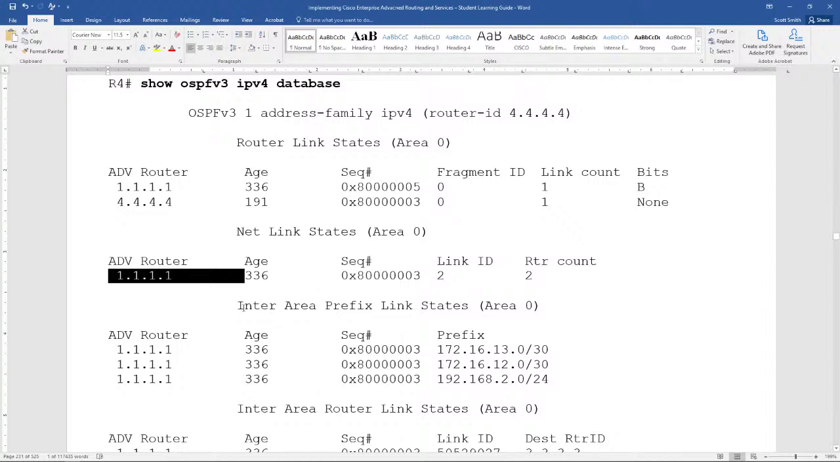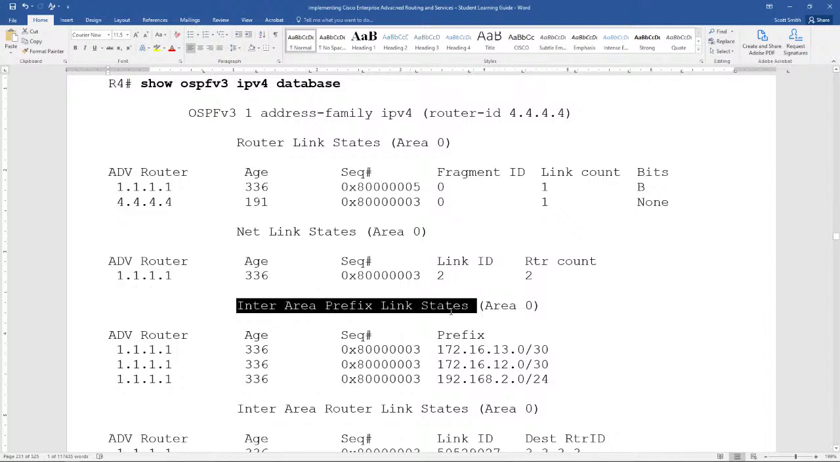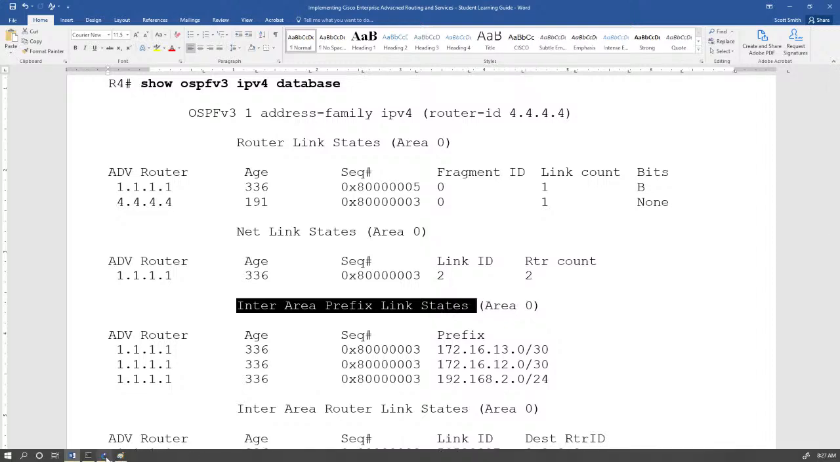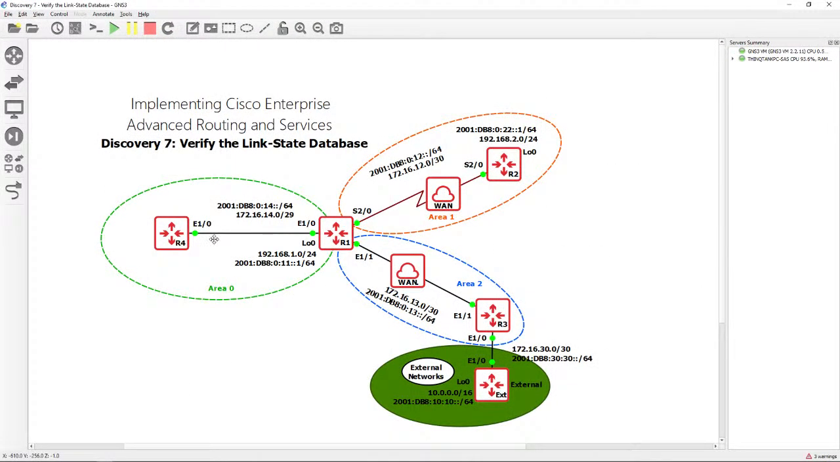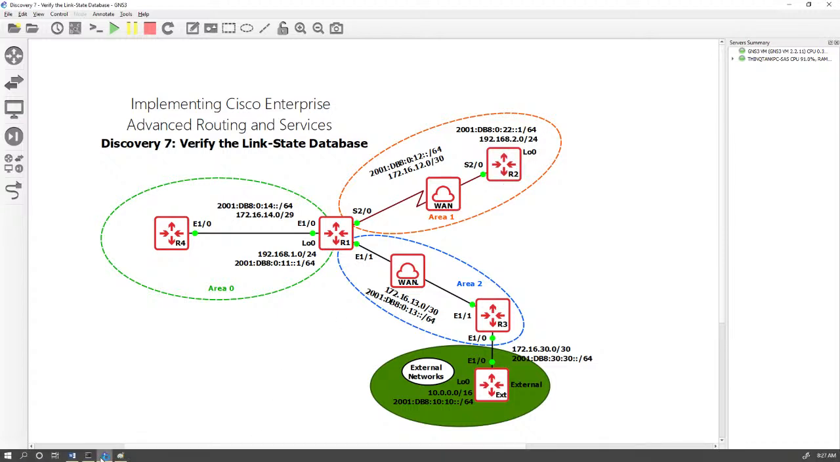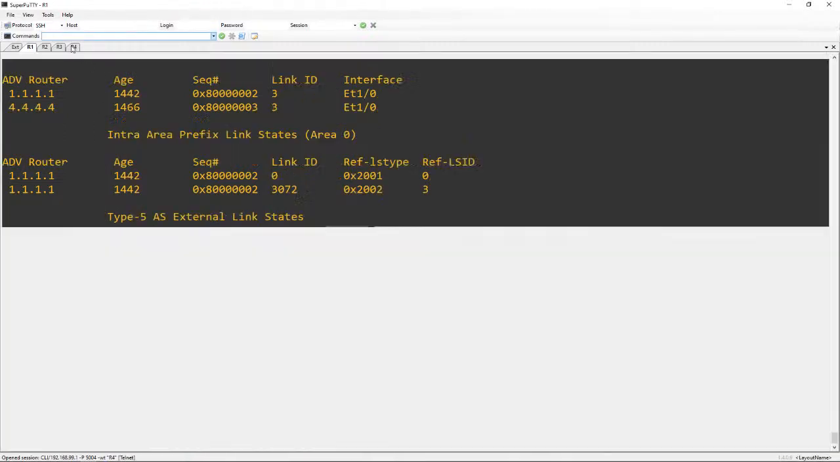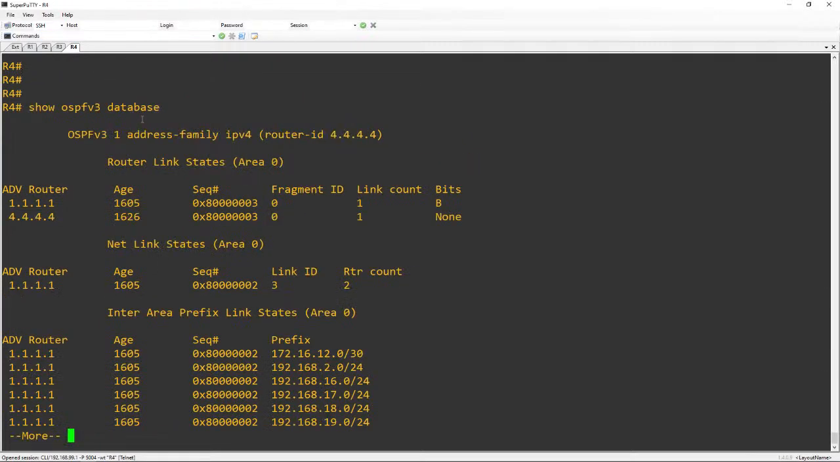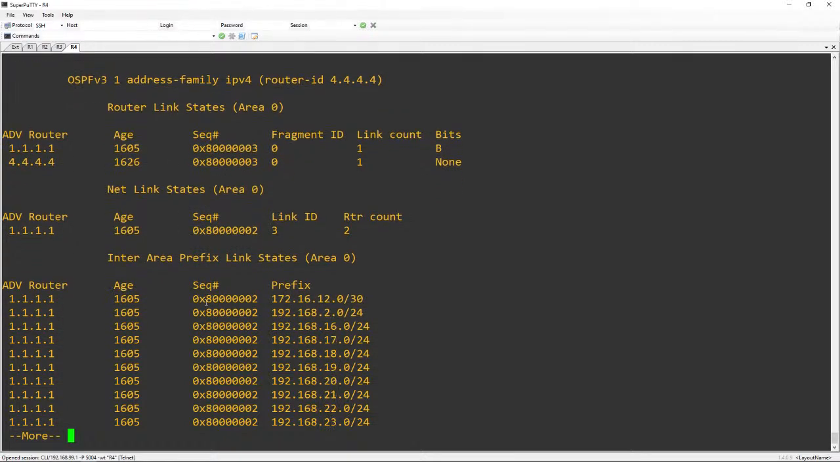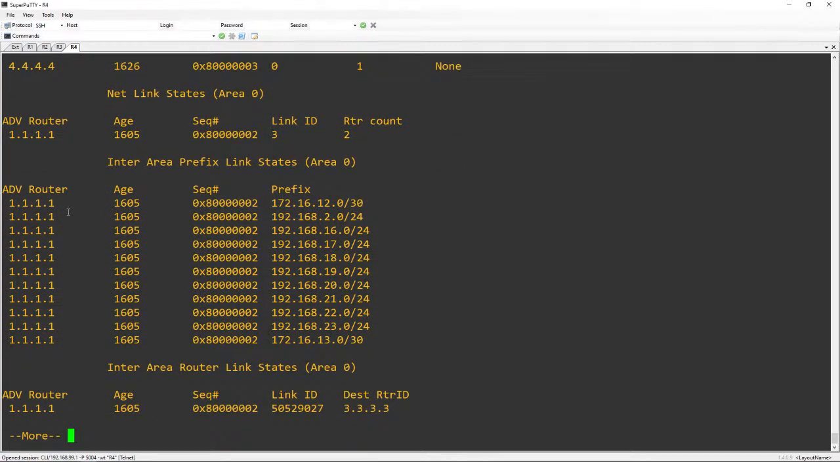Make sense? Now let's take a look at our inter-area prefix LSAs. These are my summary LSAs. If I go back and look at my topology, I should see type 3s for the 12 subnet, the 2 subnet, the 13 subnet, and then also all those other loopbacks, those secondary addresses that we have on router 2. So if I go back to my database on router 4, and I just look at the database in general, we can see all of those type 3 LSAs.